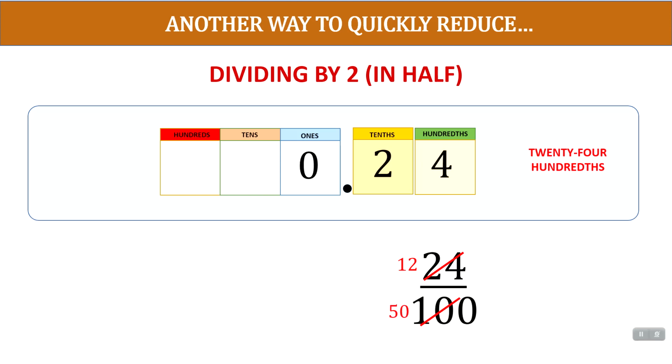And I can check again very quickly and see that they are both even numbers still. 12 and 50 are both even. So they can divide again by 2. 12 divided by 2 is 6. 50 divided by 2 is 25. Now 25 is not an even number, and so I can't divide them both by 2 again. So the answer is 6 over 25. 0.24 is equal to 6 over 25.